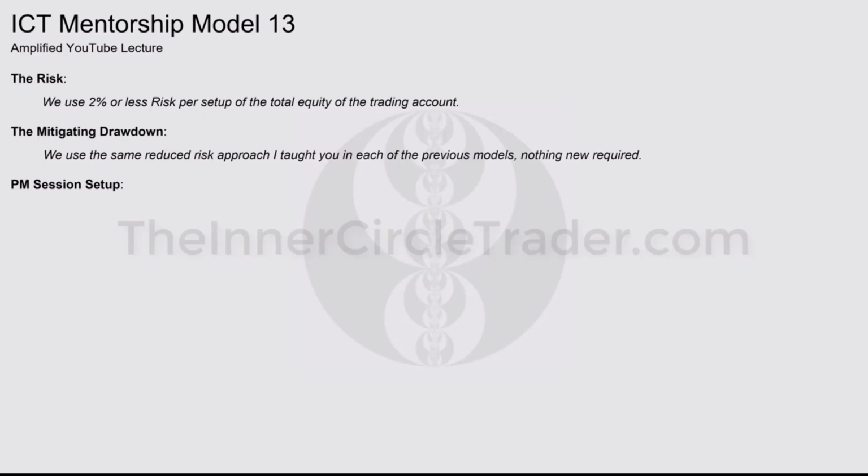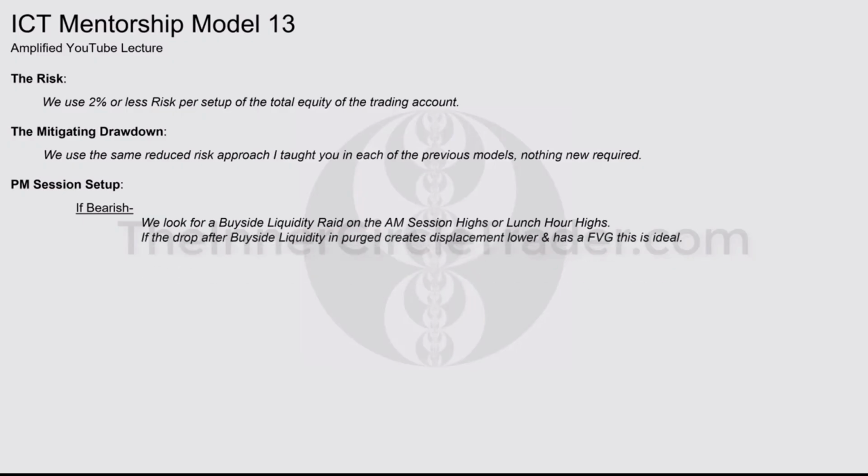PM session setup. We've already covered the morning session, so now we're looking at the afternoon. If bearish, we look for a buy-side liquidity raid on the AM session highs or lunch hour highs. If the drop after buy-side liquidity is purged, creates displacement lower, and has a fair value gap, this is ideal.